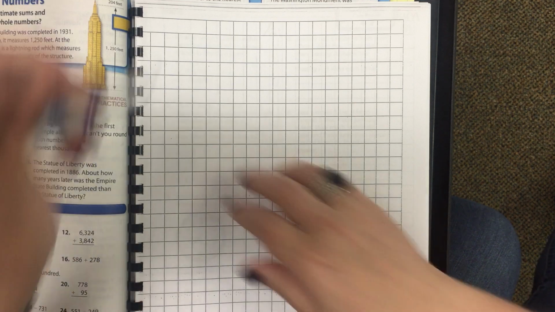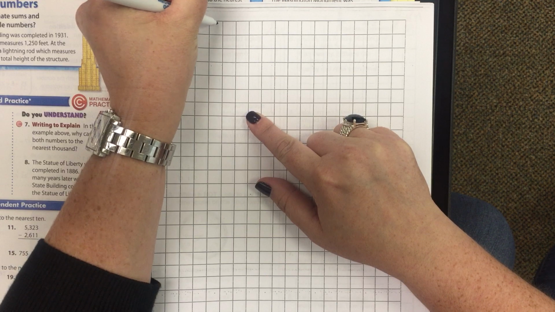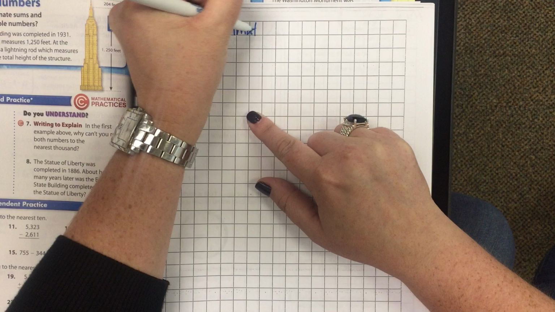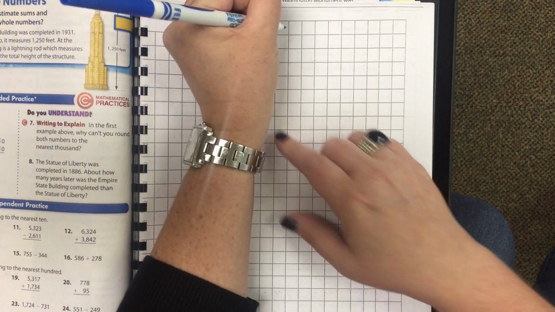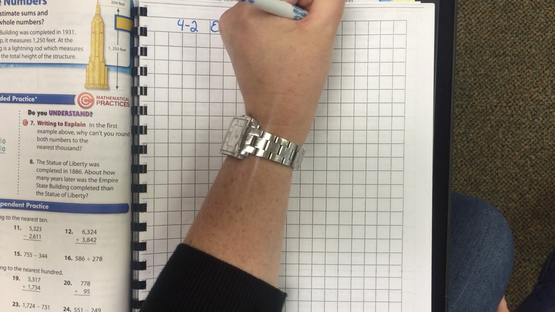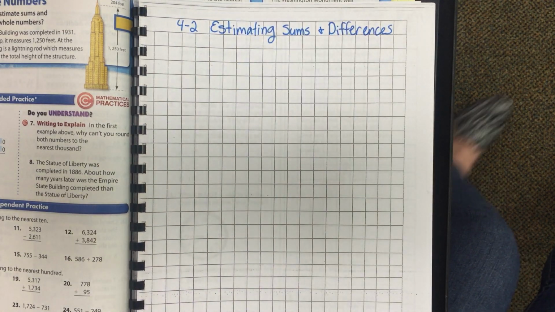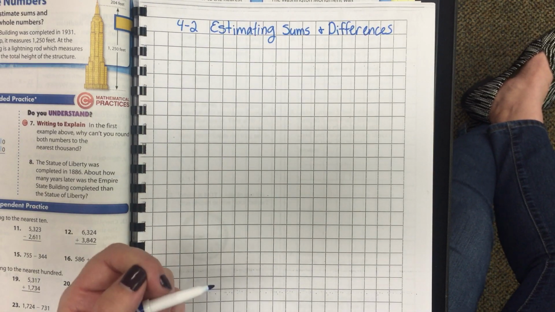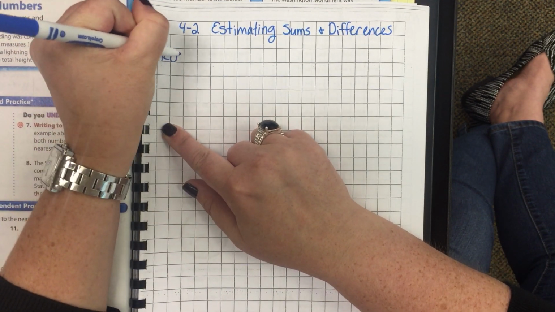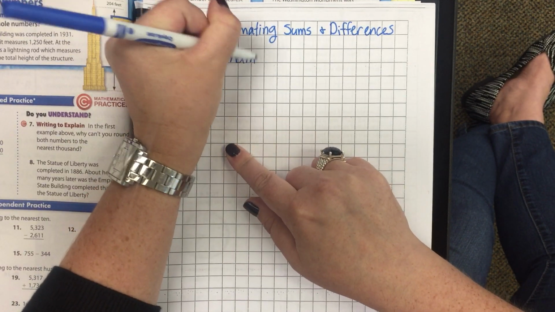Okay, so today we are doing 4-2, and this one is all about estimation. So we are going to be estimating sums and differences, and sums and differences mean we're working with addition and subtraction. So when we are estimating, basically all that means is what we're doing is rounding. That's it. We are rounding numbers to estimate.